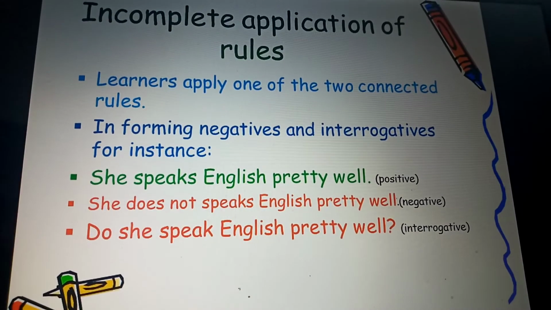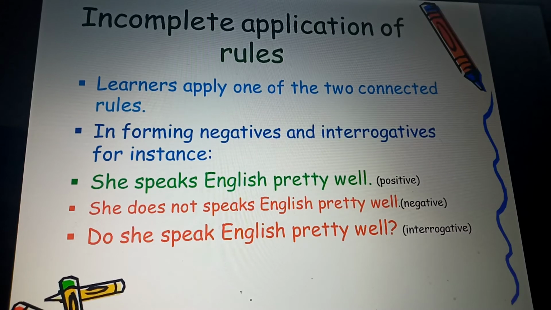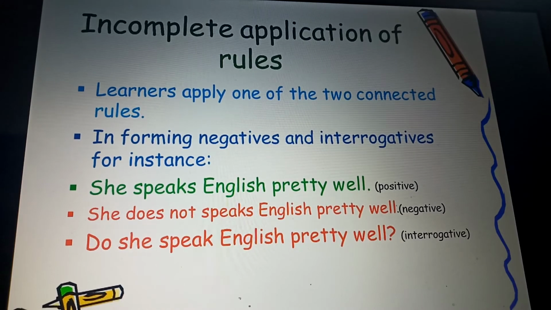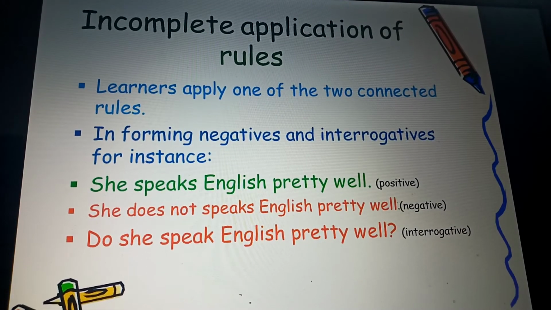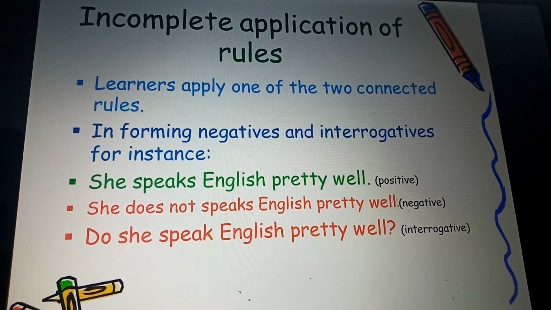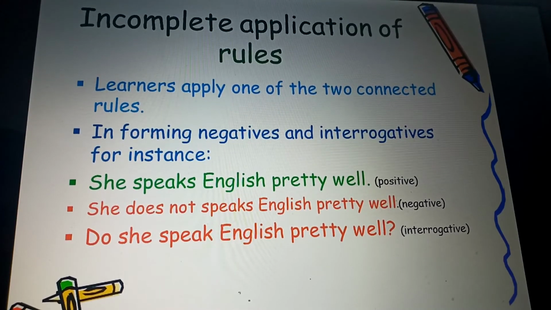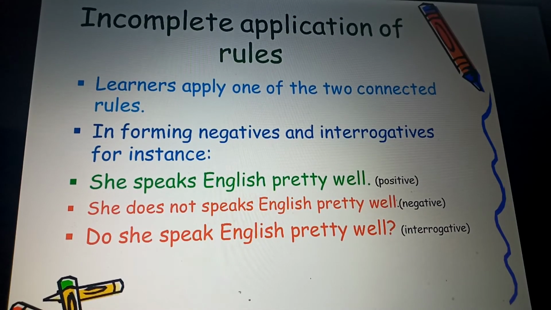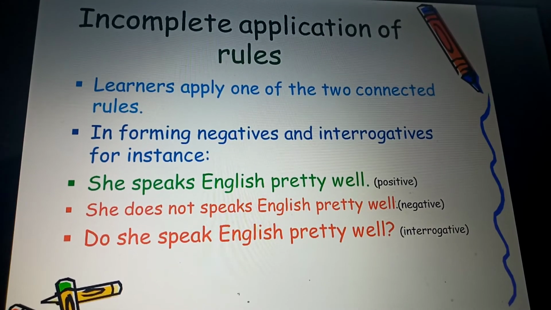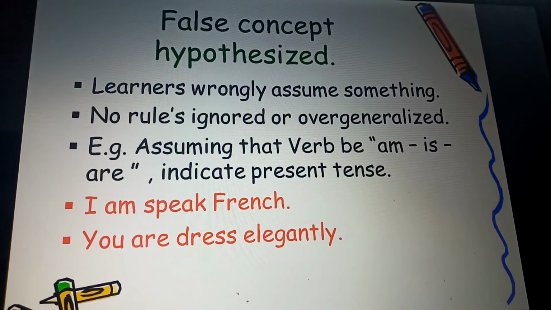Next one, incomplete application of rules. Learners apply only one of the 2 connected rules in forming negatives and interrogatives. For instance, she speaks English pretty well, positive. She does not speaks English pretty well. It's not correct. We shouldn't use speaks. There should be she does not speak, not speaks. Do she speak English pretty well? There shouldn't be do. There should be does she speak English pretty well.